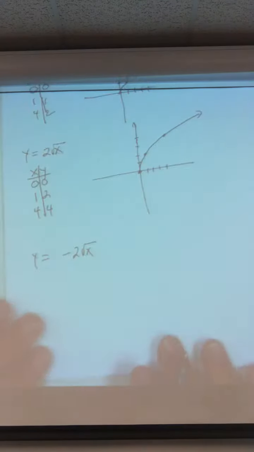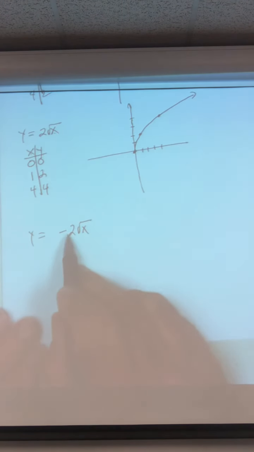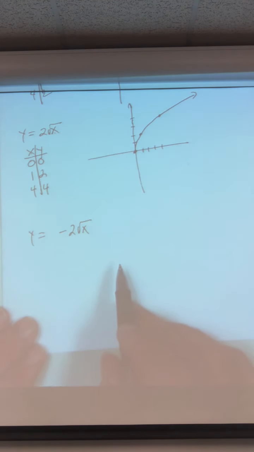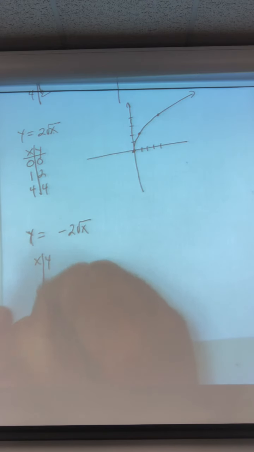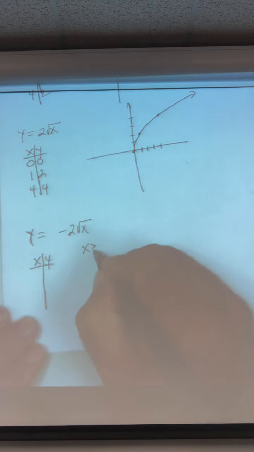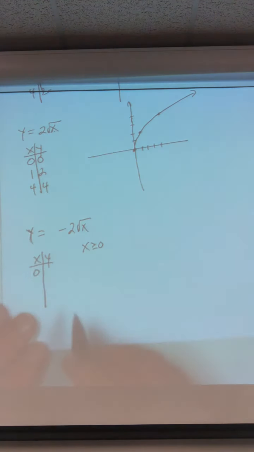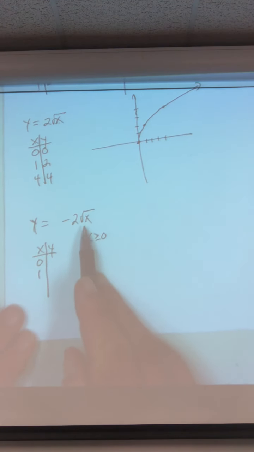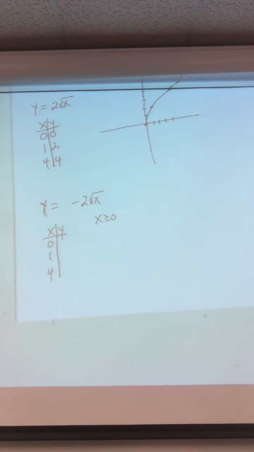the number in front is negative? Now remember, the number in front doesn't affect the graph shifting wise. So let's see what happens here. Remember, what's up under here has to be greater than or equal to 0. So your x value is going to start at 0. Then I'm going to pick 1. I'm not going to pick 2 or 3. You've heard me say that enough. I'll pick 4. But watch what happens now.